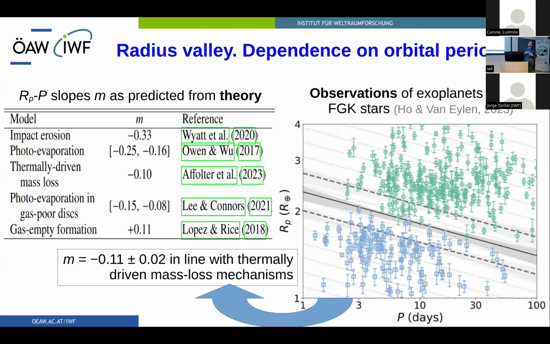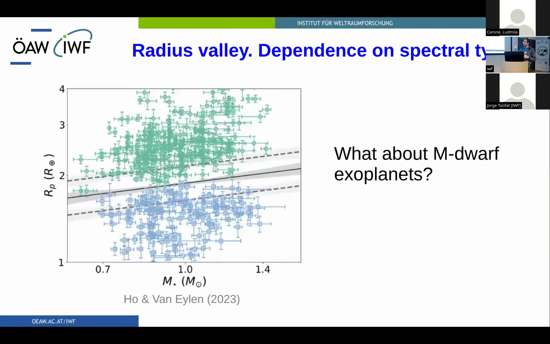From these results, they speculate that the radius valley around FGK stars may be caused by thermally driven phenomena, so photoevaporation and core-powered mass loss. But in the same paper, they also pointed out that there's a dependence of the radius valley on the stellar mass, as you can see here. And as I told you before, since they focus on FGK stars, the lower limit for the mass is around 0.7 solar masses. So the M dwarfs were completely neglected.